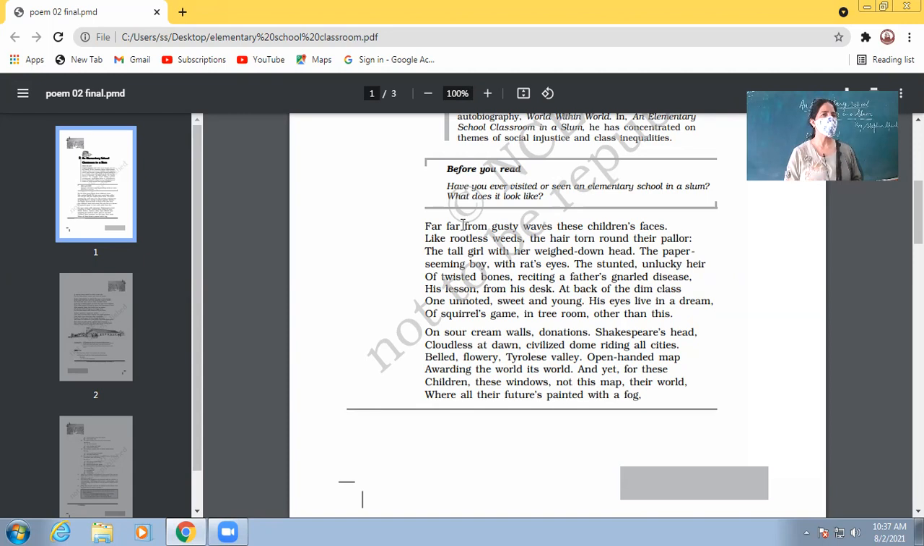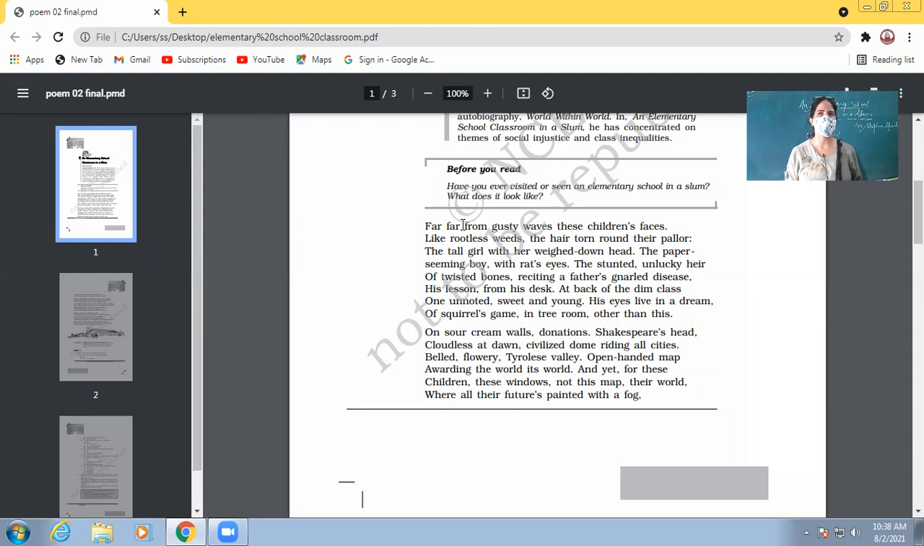So the poet says that at the end of the classroom, there is a child who is sweet and young because he is at least dreaming of a game of squirrel. And the game of squirrel indicates freedom, fun, frolic, and game. So other than this, the poet is dreaming about everything else, but not this class. And this class has nothing. This class has darkness. This class has nothing to make these children become better. So it's better the child is lost in his game of squirrel, and it's better that he's thinking about something else than this class.